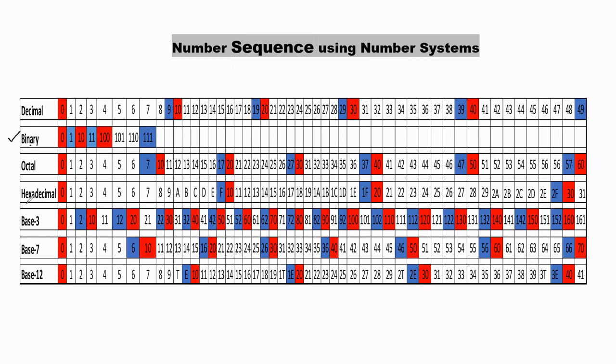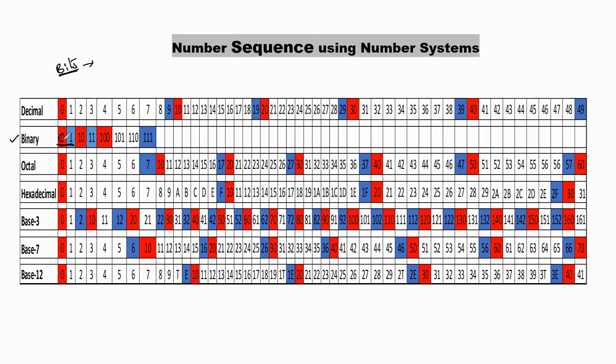Let us come to the binary number system. Here we have 0 and 1 as the digits. These digits are also called bits. The full form is binary digit. Now, with these two digits, we should write the next number sequence.